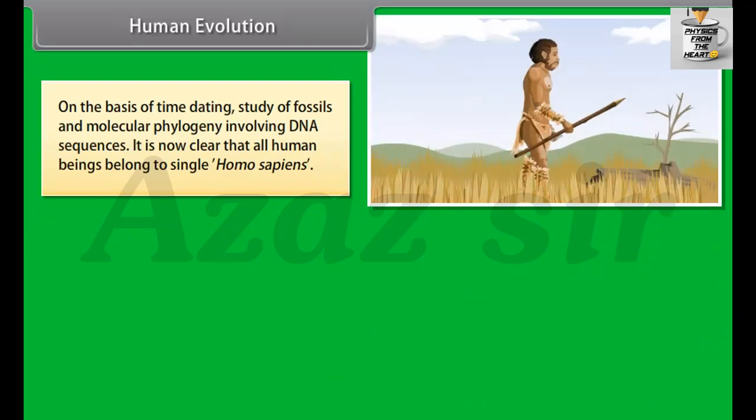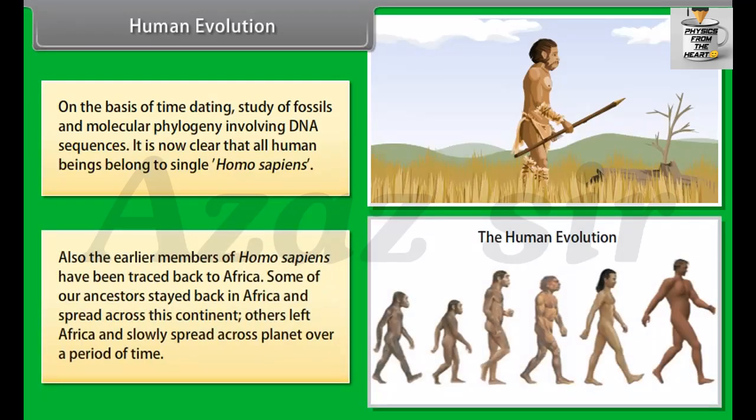On the basis of time dating, study of fossils, and molecular phylogeny involving DNA sequences, it is now clear that all human beings belong to a single species, Homo sapiens. Also, the earliest members of Homo sapiens have been traced back to Africa. Some of our ancestors stayed back in Africa and spread across this continent. Others left Africa and slowly spread across the planet over a period of time.